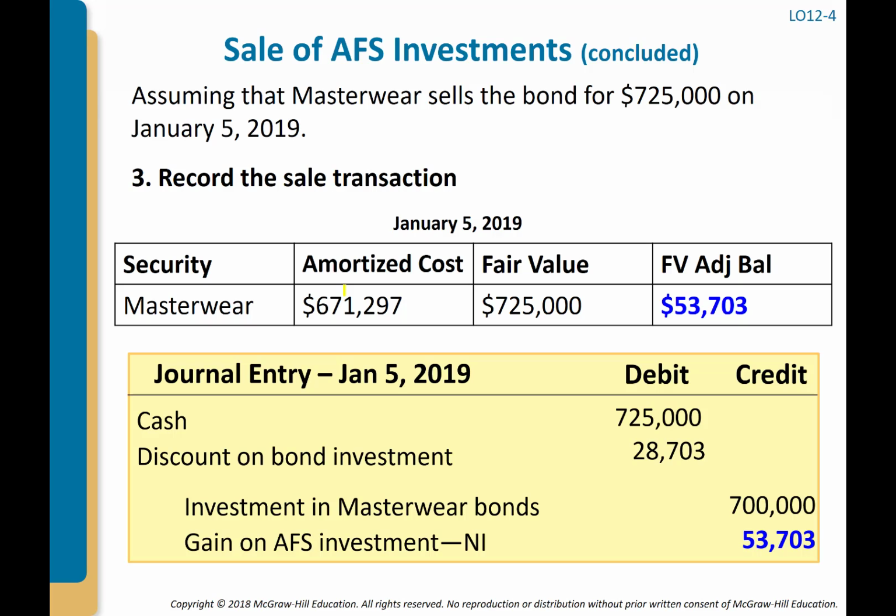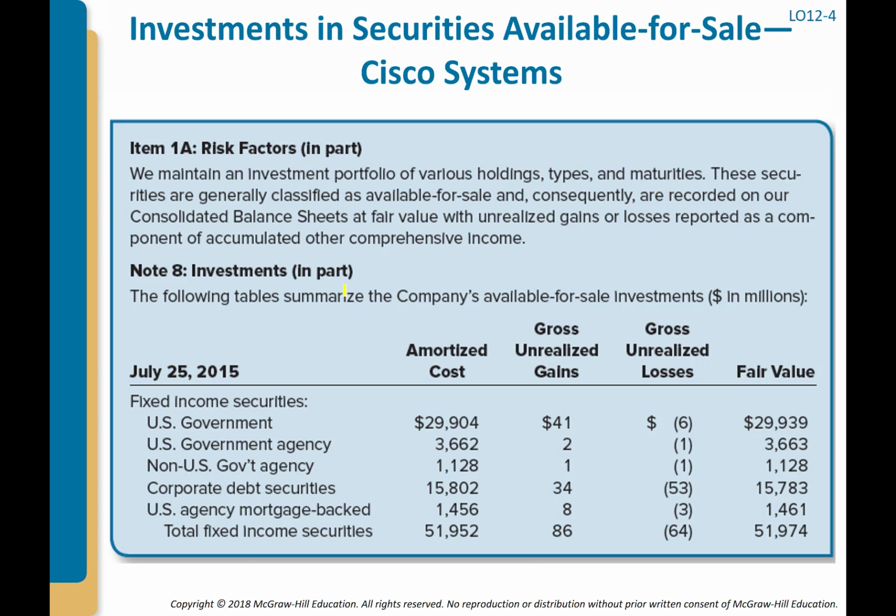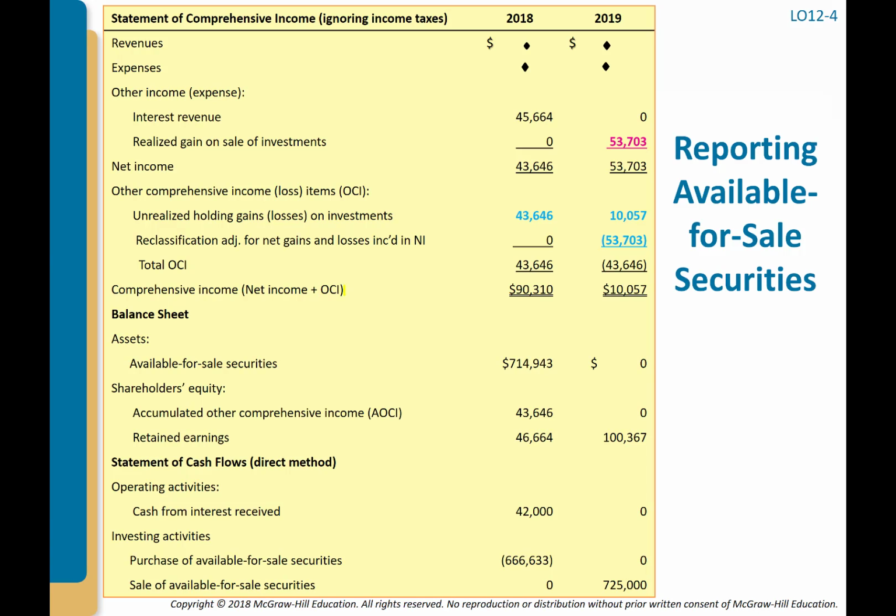So they came up with this concept of other comprehensive income. Net income plus other comprehensive income gives you comprehensive income. And we put that on a statement called Statement of Comprehensive Income. You don't have to show it all in one statement. You could actually have your income statement, which will end at net income, and then a second statement called Statement of Comprehensive Income, which will start with net income and then add the other comprehensive income items to come up with comprehensive income.